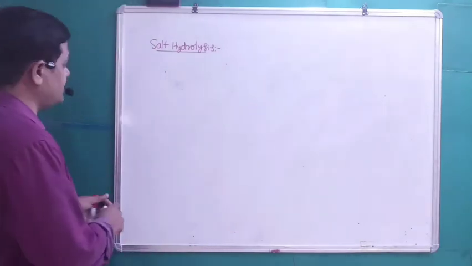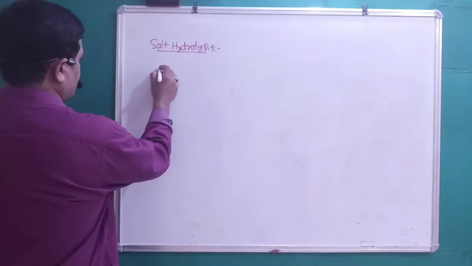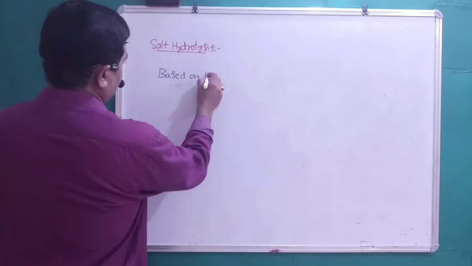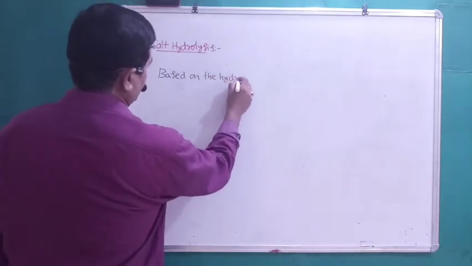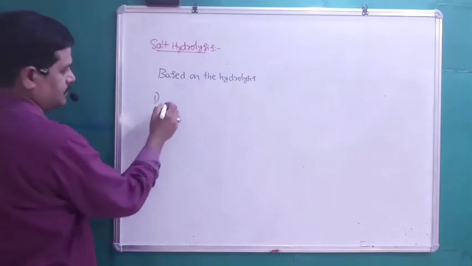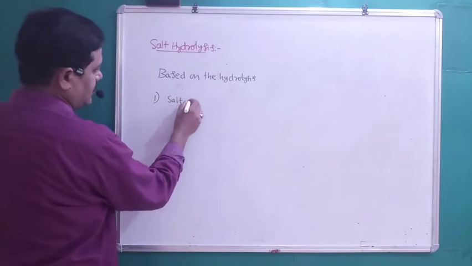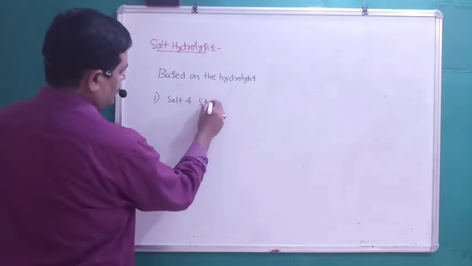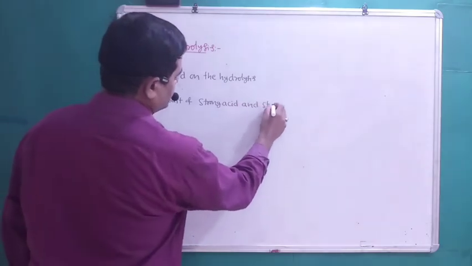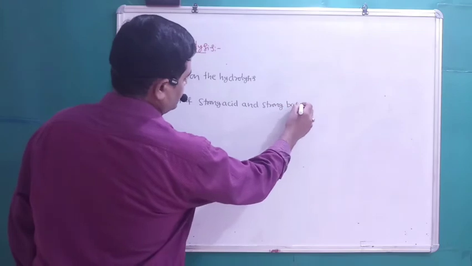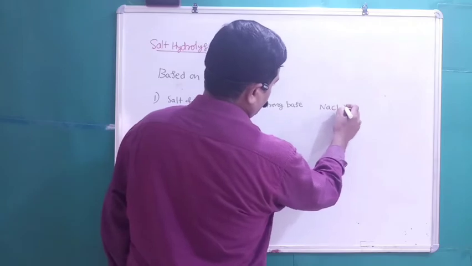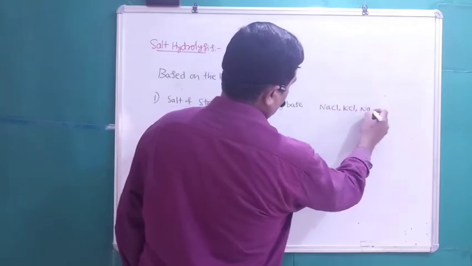Based on the hydrolysis, salts can be classified into 4 types. That is, salt of strong acid and strong base, like NaCl, KCl, Na2SO4.